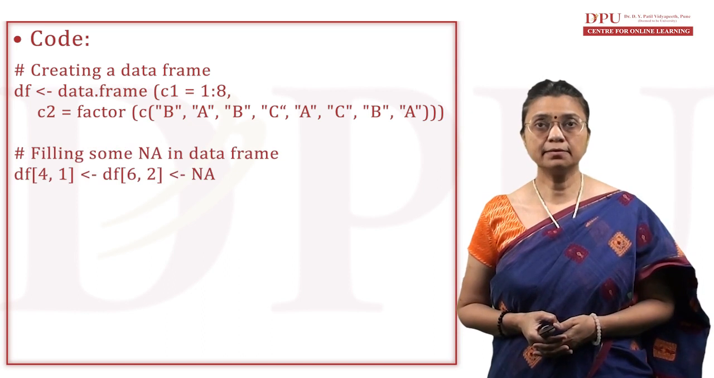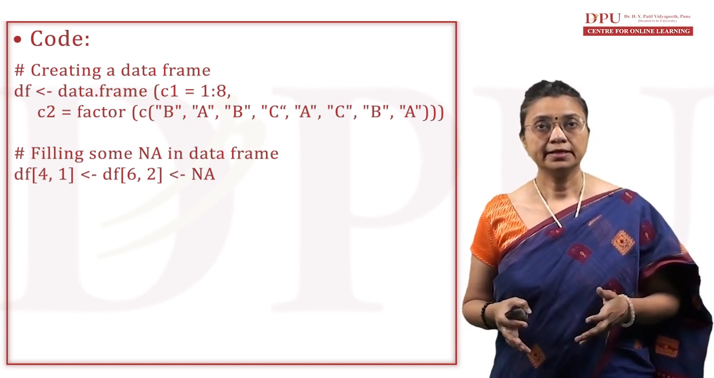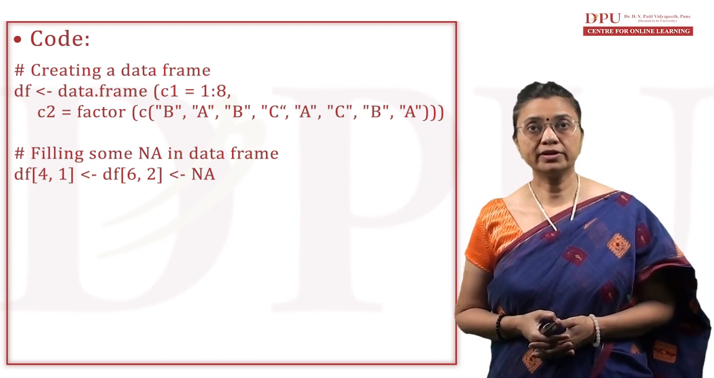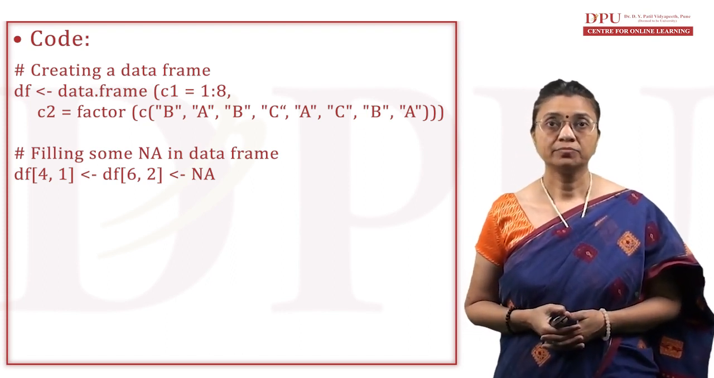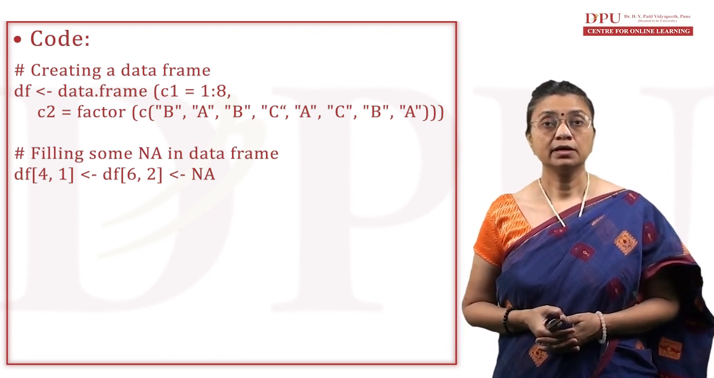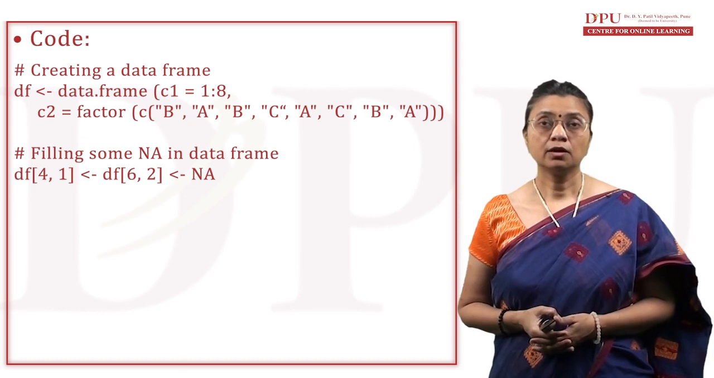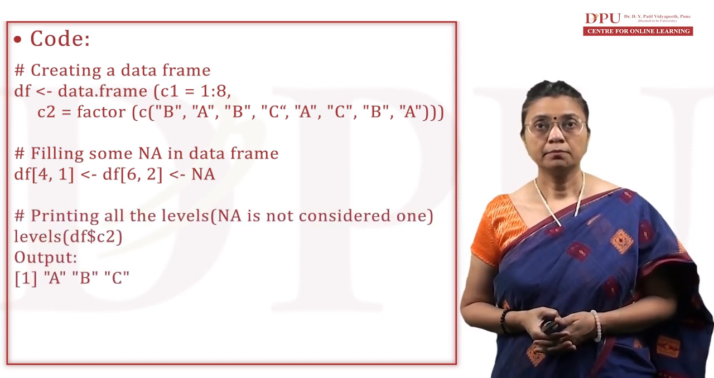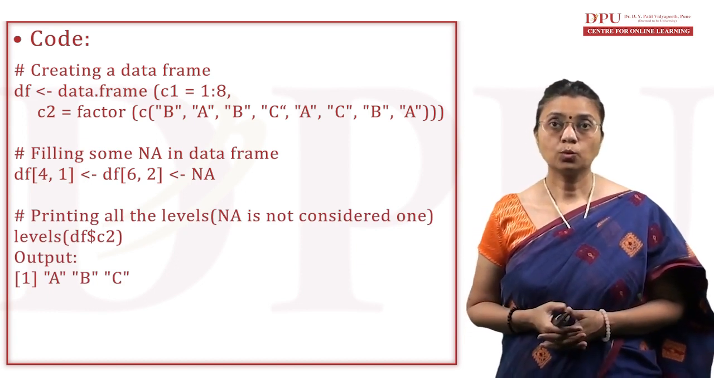Now, filling some NA values in the data frame is done by using the command where we write df[4,1] and df[6,2] equal to NA. So what we have done here is entered some NA values at certain locations of the variable data frame. Now, printing all the levels, NA is not considered one.